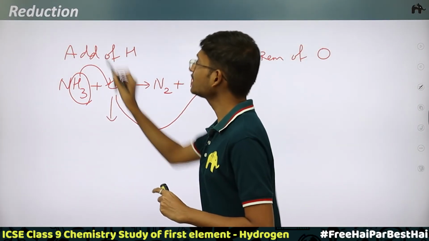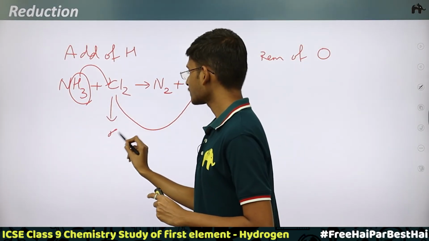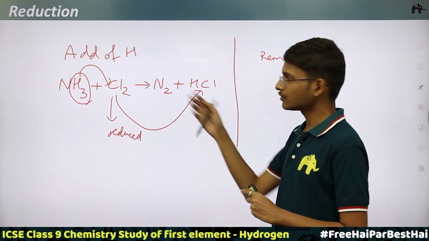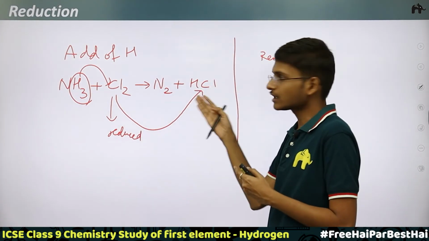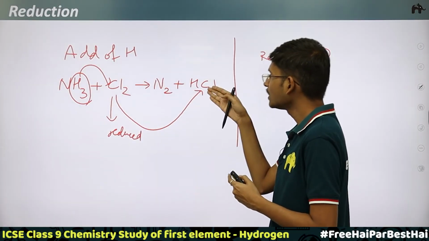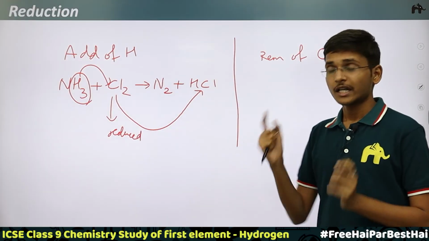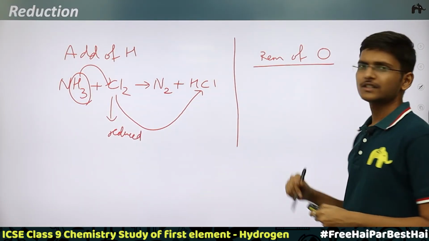So we can say it is getting reduced, and it is getting reduced to what? To the product which it is forming. Okay, to the product which it is getting converted. It is getting reduced to HCl. Clear?